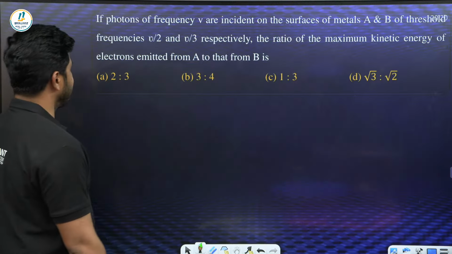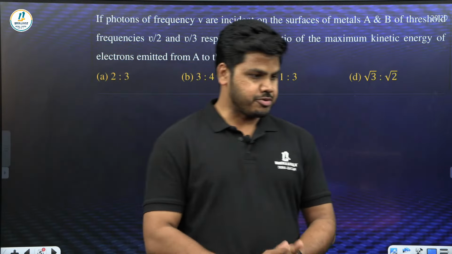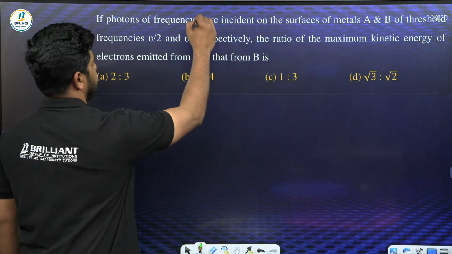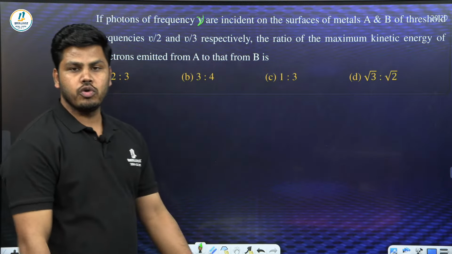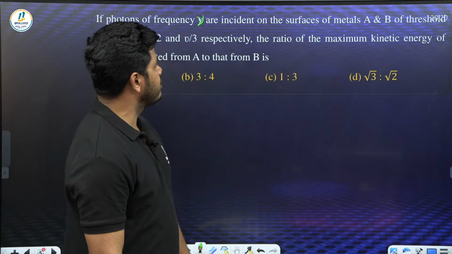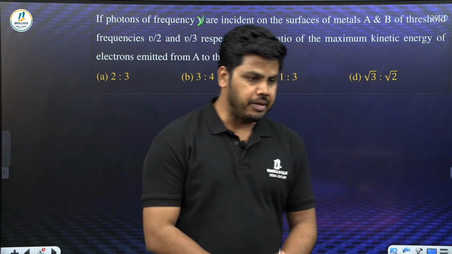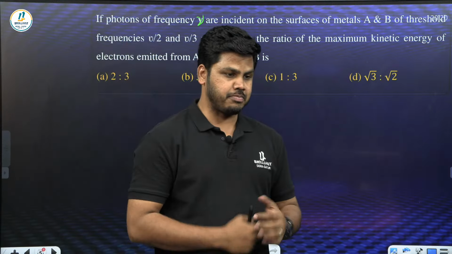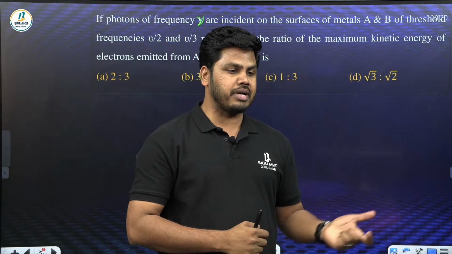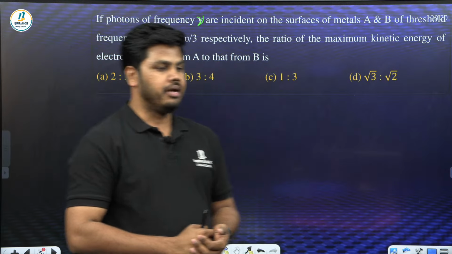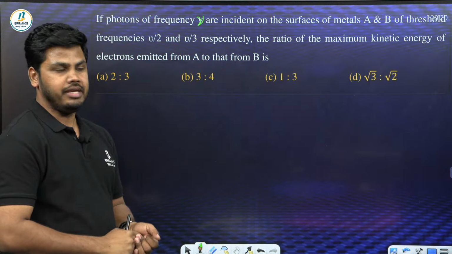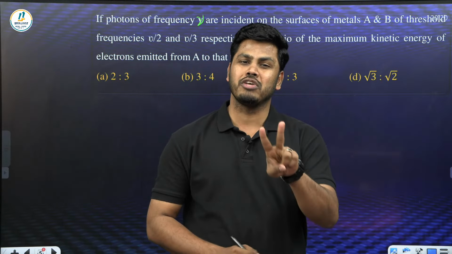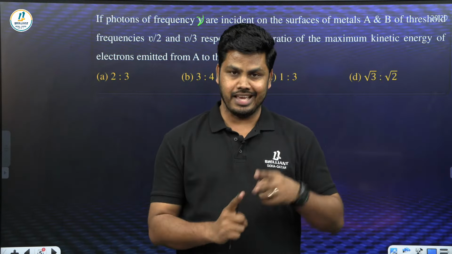Okay, let us move on. Question number 2, the next question. If photons of frequency nu, this is also nu, are incident on the surface of metals A and B of threshold frequencies nu by 2 and nu by 3 respectively, the ratio of maximum kinetic energy of electrons emitted from metals A and B is. So we have to find out the maximum kinetic energy of emitted electrons in 2 different cases, I mean 2 different materials A and B.